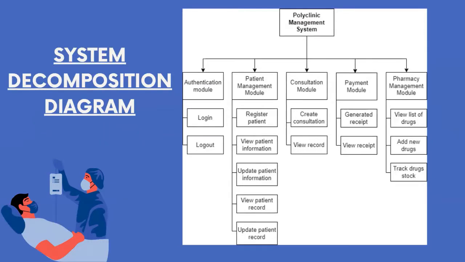So, Assalamualaikum, and the system decomposition diagram. So, in the Polyclinic management system, we have 5 modules. The authentication module has login and logout, and the patient module has register patient, view patient, update patient, and update patient record. For the consultation module, there are 2: create consultation and view record. For the payment module, generate receipt and view receipt. For the pharmacy management module, there are view list of drugs, add new drugs, and track drug stock.